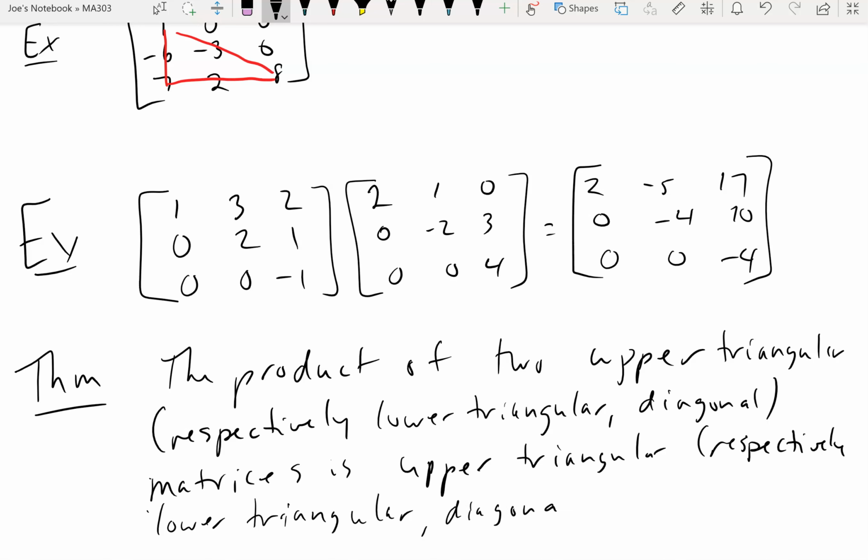It's shorthand for saying, when a mathematician writes respectively, the mathematician is basically saying write the exact same sentence again, but replace with the next word in the parentheses. So products of upper triangular is upper triangular. Product of lower triangulars is lower triangular. Product of diagonals is diagonal. It's just shorthand for that.